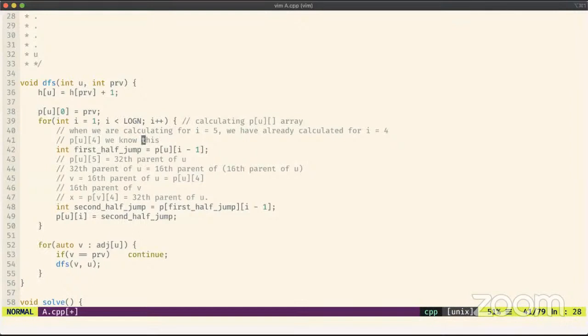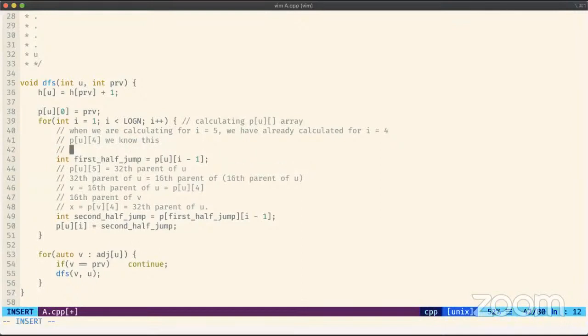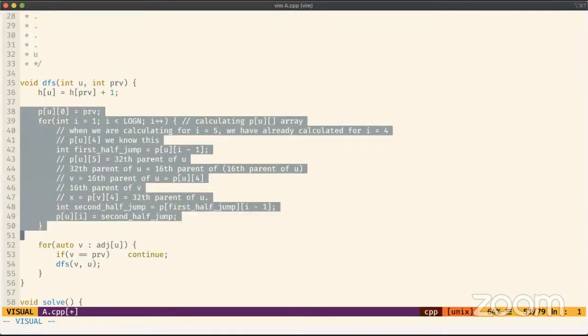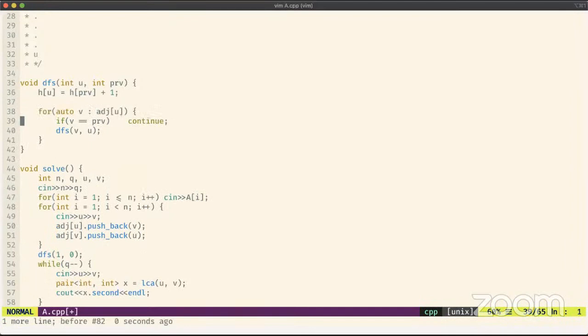You get this part? We already know PU4. And also, I'll write this in a simpler and slightly different way. I'm confident that some people might find this confusing right now. You can do this like this also.